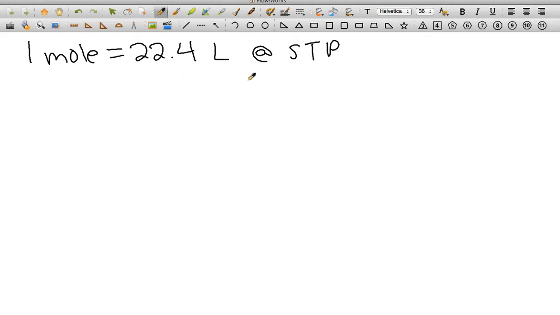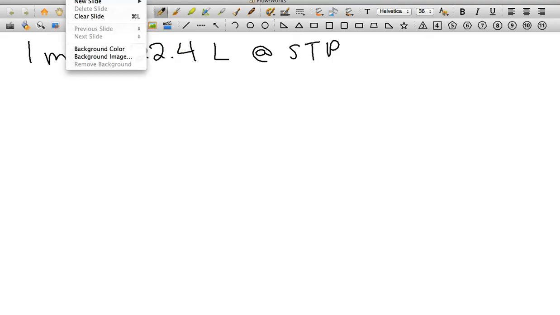But we don't always have standard temperature and pressure. We don't always have perfect conditions. So what we need to know is what's called the ideal gas law. And the ideal gas law is PV equals nRT.